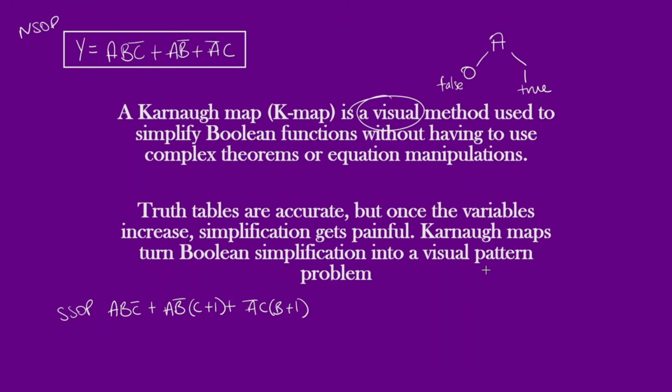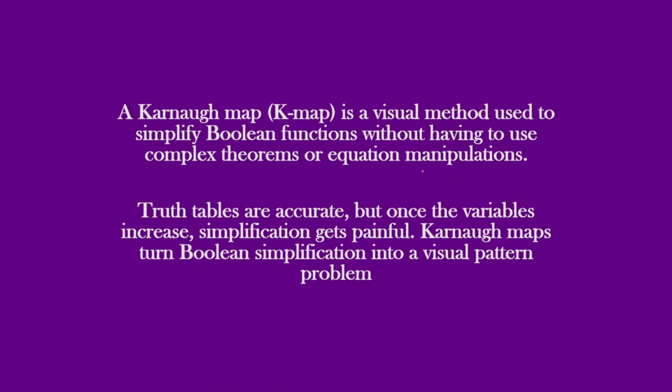Truth tables are accurate, because usually you list your variables with combinations like 0 0 1 and so on, to get your output line, what each combination of inputs gives you at the output. Karnaugh maps are also accurate, but once the variables increase, simplification gets rather painful. Karnaugh maps, or K-maps, turn Boolean simplification into an entirely visual pattern problem, which is much more appealing, a better way to solve it.